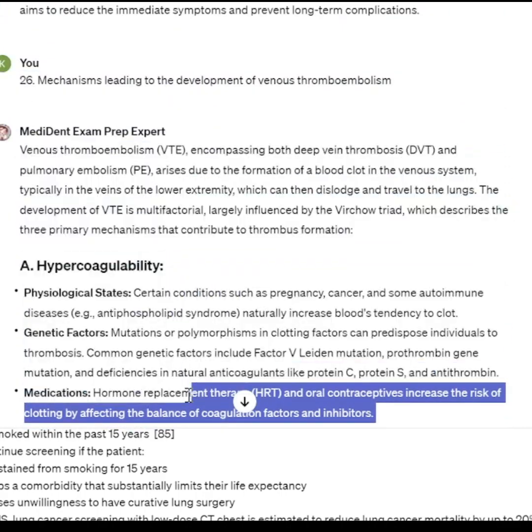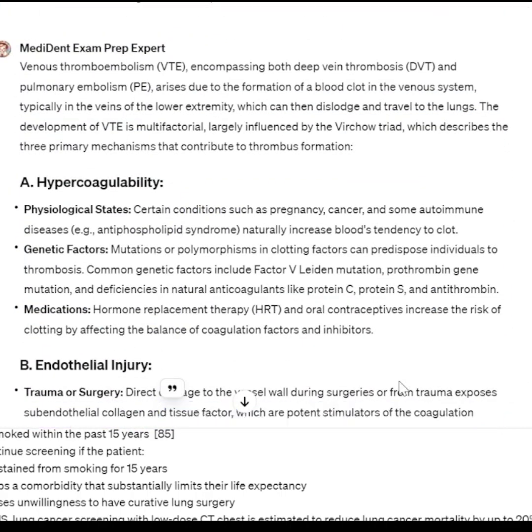Venous thromboembolism, VTE, encompassing both deep vein thrombosis, DVT, and pulmonary embolism, PE, arises due to the formation of a blood clot in the venous system, typically in the veins of the lower extremity, which can then dislodge and travel to the lungs. The development of VTE is multifactorial, largely influenced by the Virchow triad, which describes the three primary mechanisms that contribute to thrombus formation.